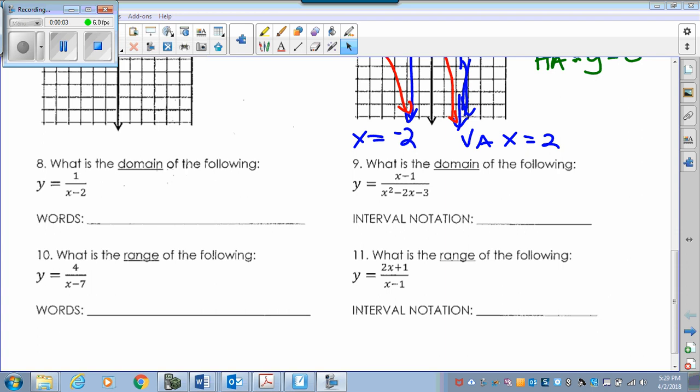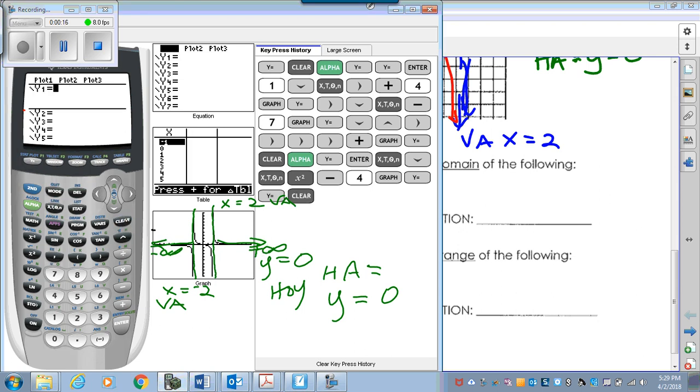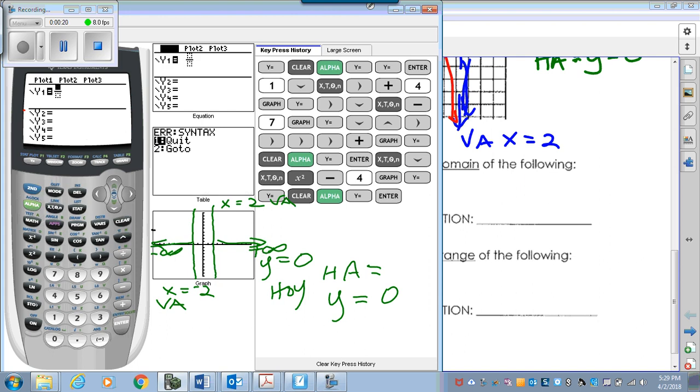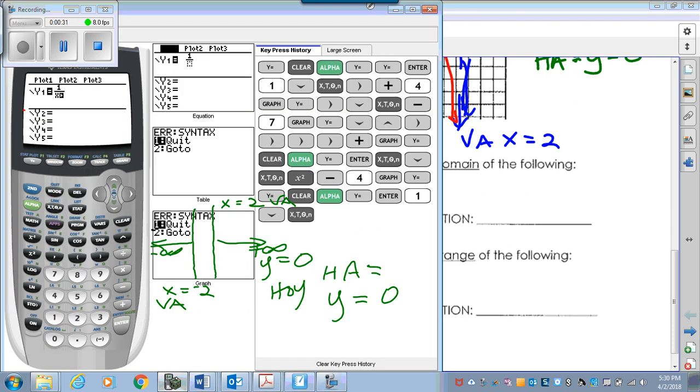So number 8, it says, what is the domain of the following? So I'm going to just put that into my calculator and look at it. So it's y equals... it's a rational expression, so we have to do a fraction, and it's 1 over x minus 2. 1 over x minus 2.